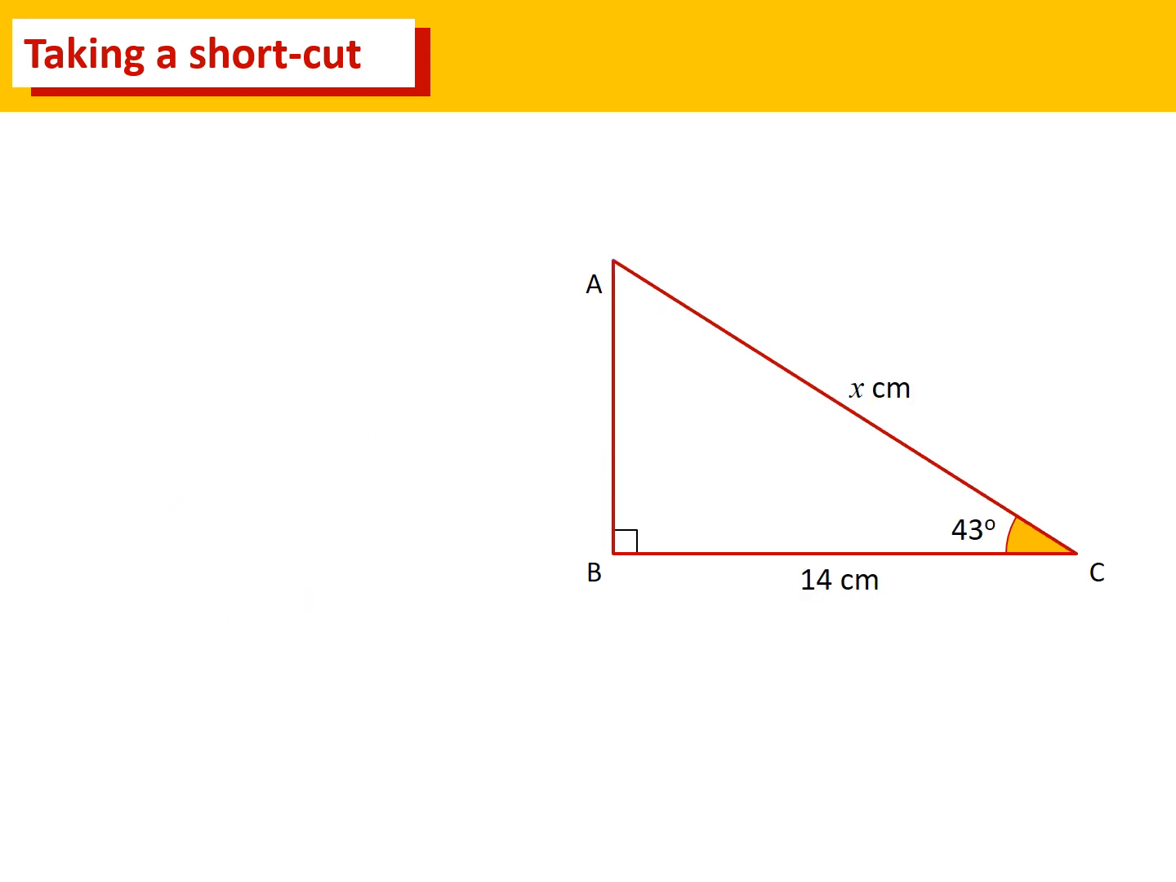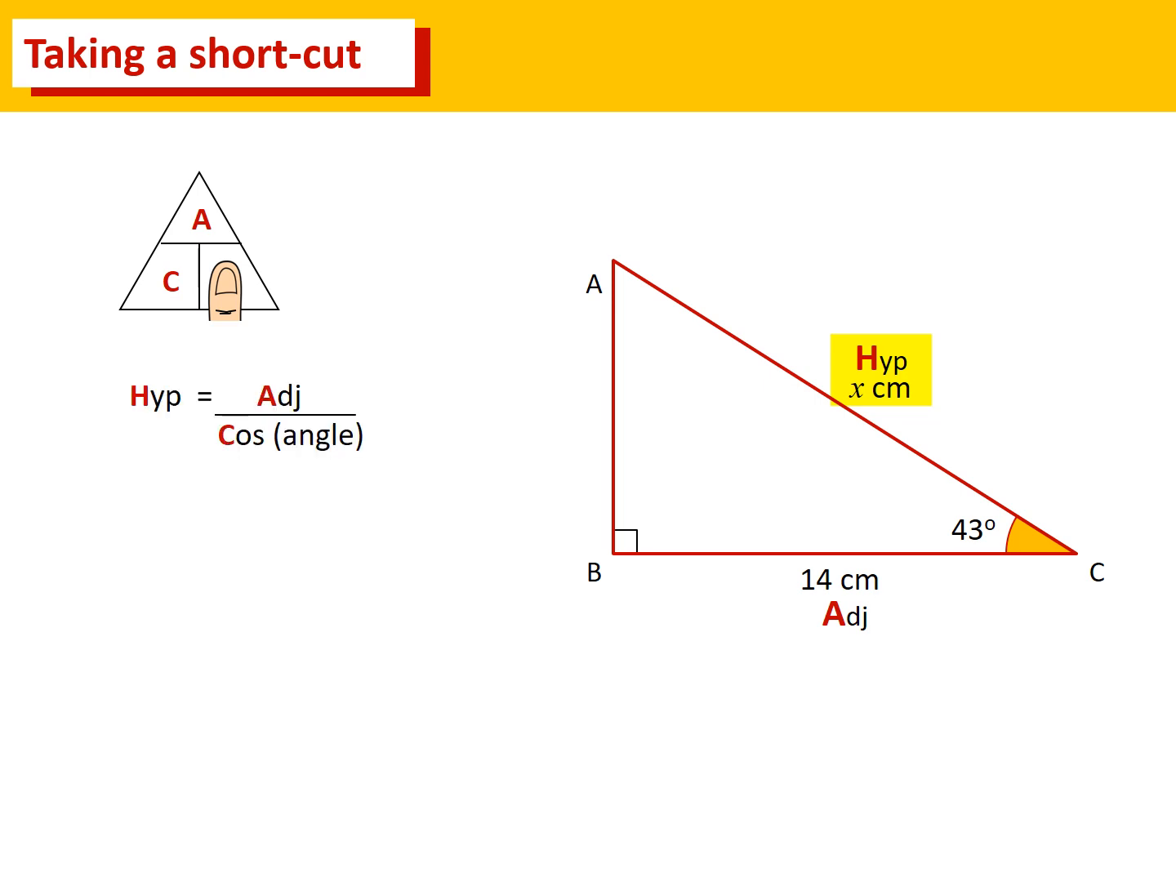In this example, we need to identify which ratio we're going to use. So we've got the adjacent side, and we're trying to find the hypotenuse. So that's the cosine ratio. As I said, we're trying to find the hypotenuse, so we put our finger over the H for hypotenuse. And our little triangle tells us we want the adjacent side divided by cosine of the angle.